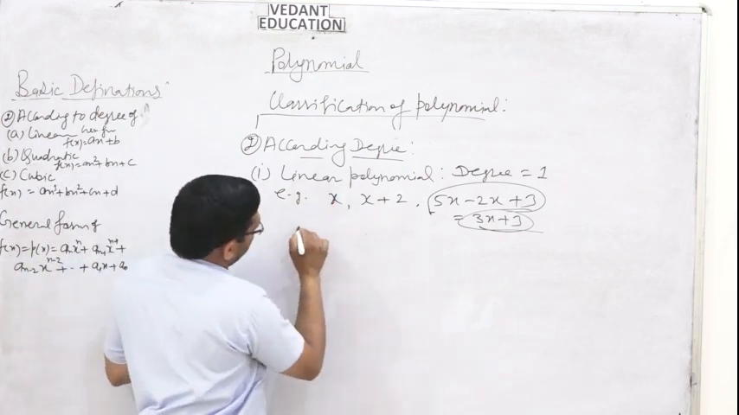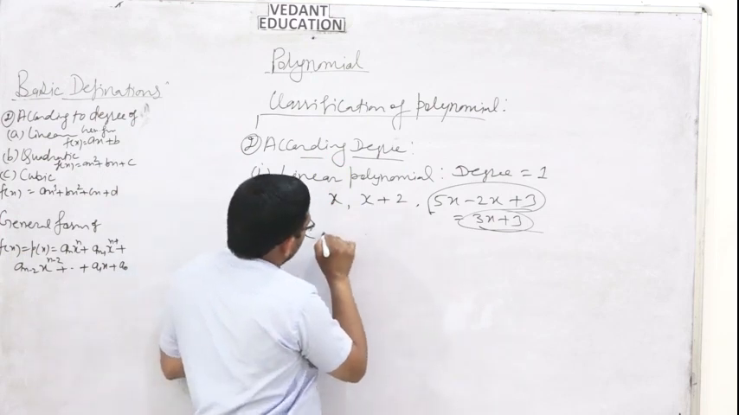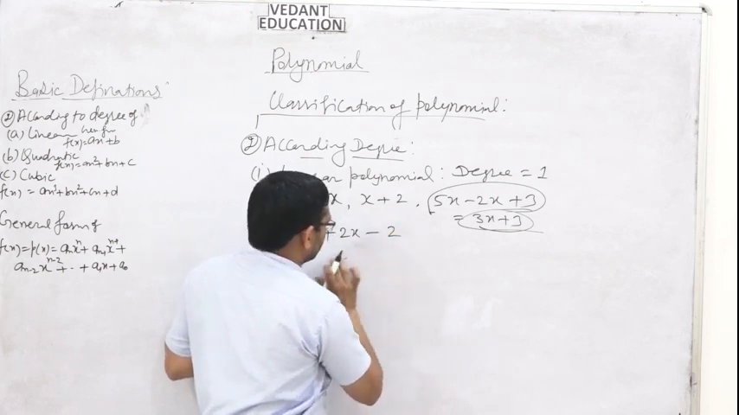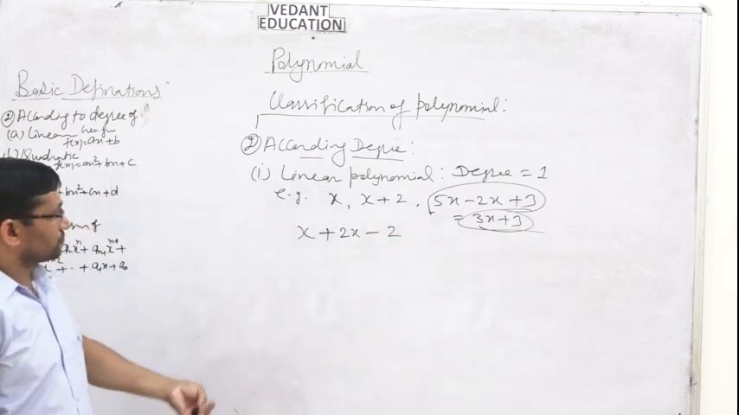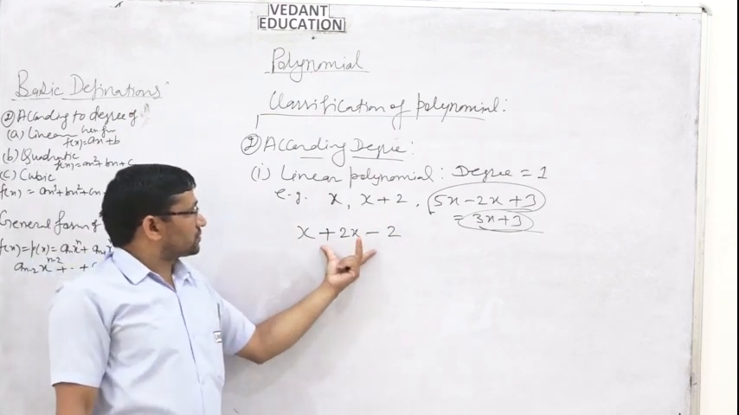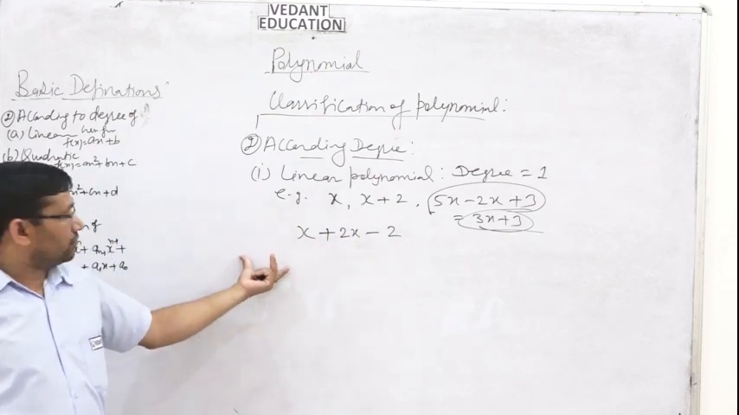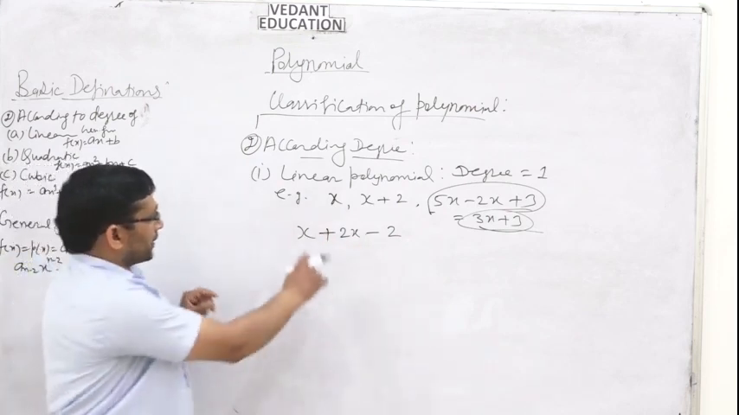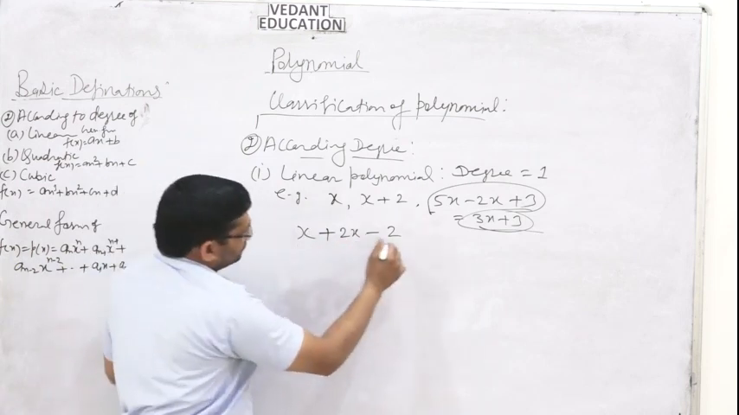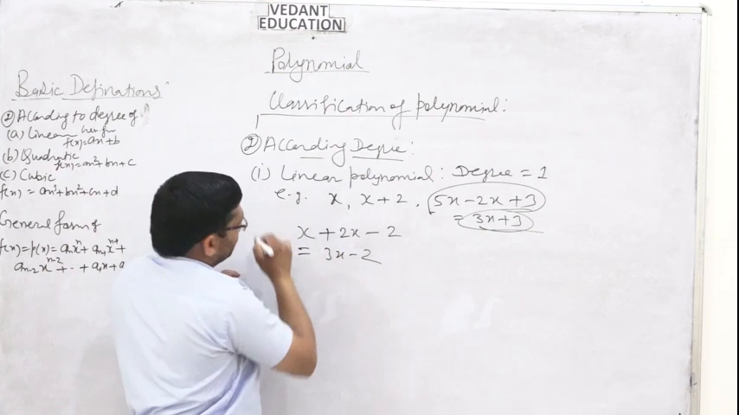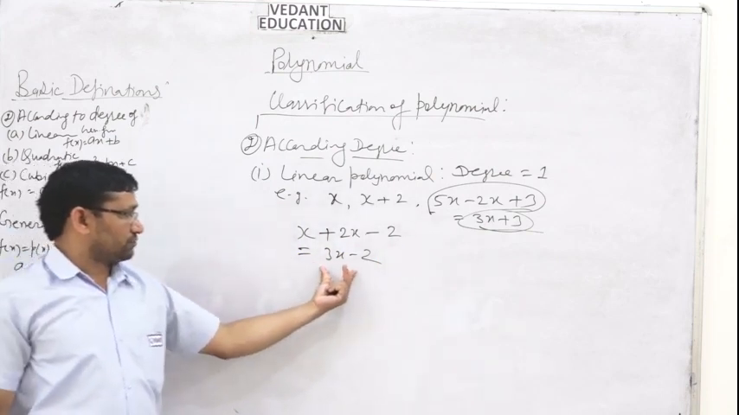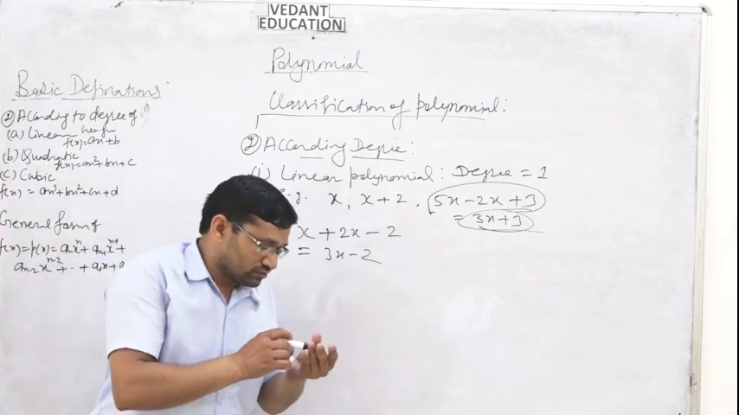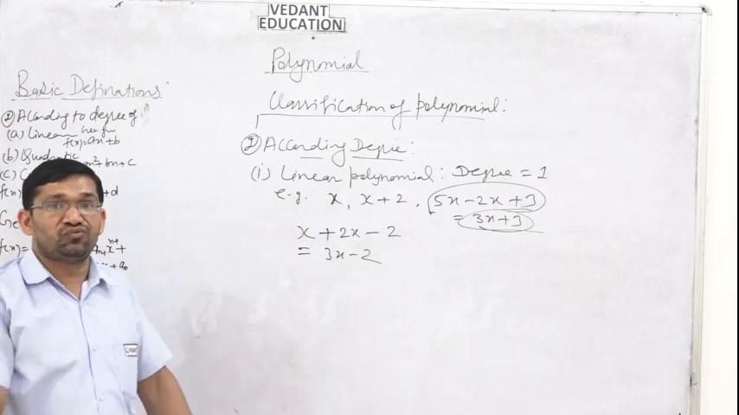If I write x plus 2x minus 2, this is also a linear polynomial, but this doesn't have three terms. Here x plus 2x is 3x. It means this polynomial has only two terms, 3x minus 2. It means a linear polynomial does not have more than two terms.